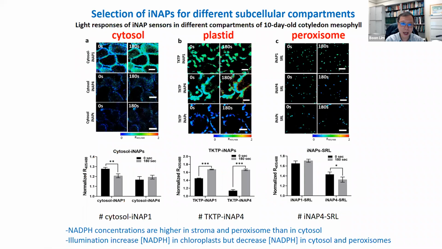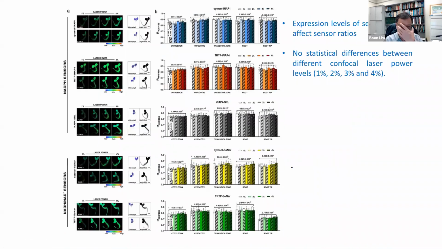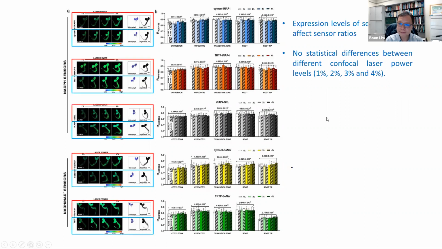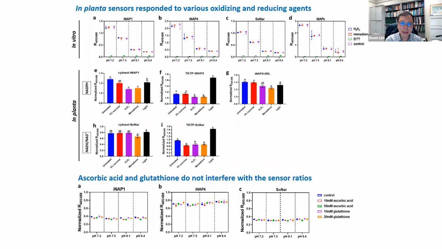And for each of these lines, we pick more than one transformant, and these transformants have different protein expression levels, and then we compare their ratio, and we show that expression level of sensors does not affect sensor ratio. And then using different confocal laser power also would not affect the sensor ratio. And then we also show that in planta, the sensors are responsive.